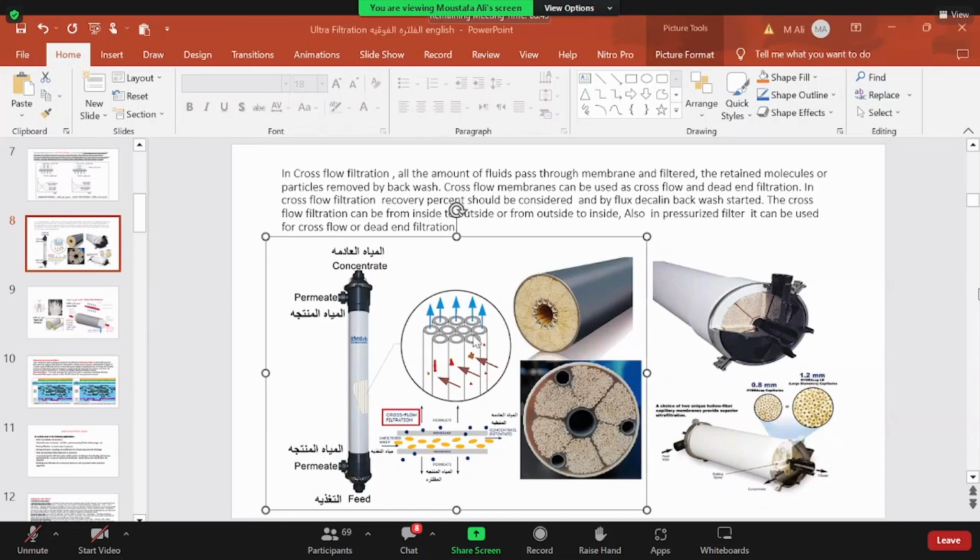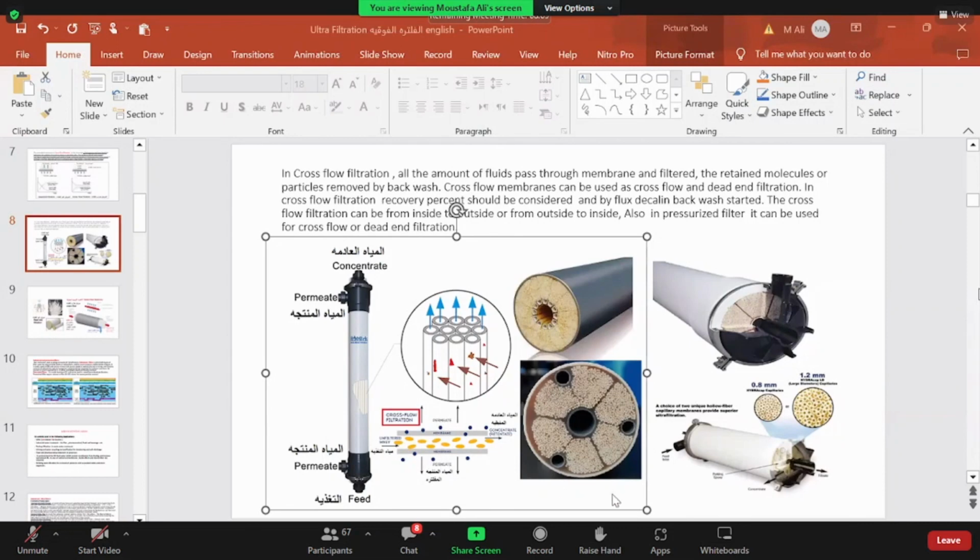So in such a case, it means that we use both side connectors, one for the feed and one for the retentate. And on the other hand, both of the two ends, top and lower one, for permeation or filtrate. So in this case, we have outside to inside flow across the hollow fiber.